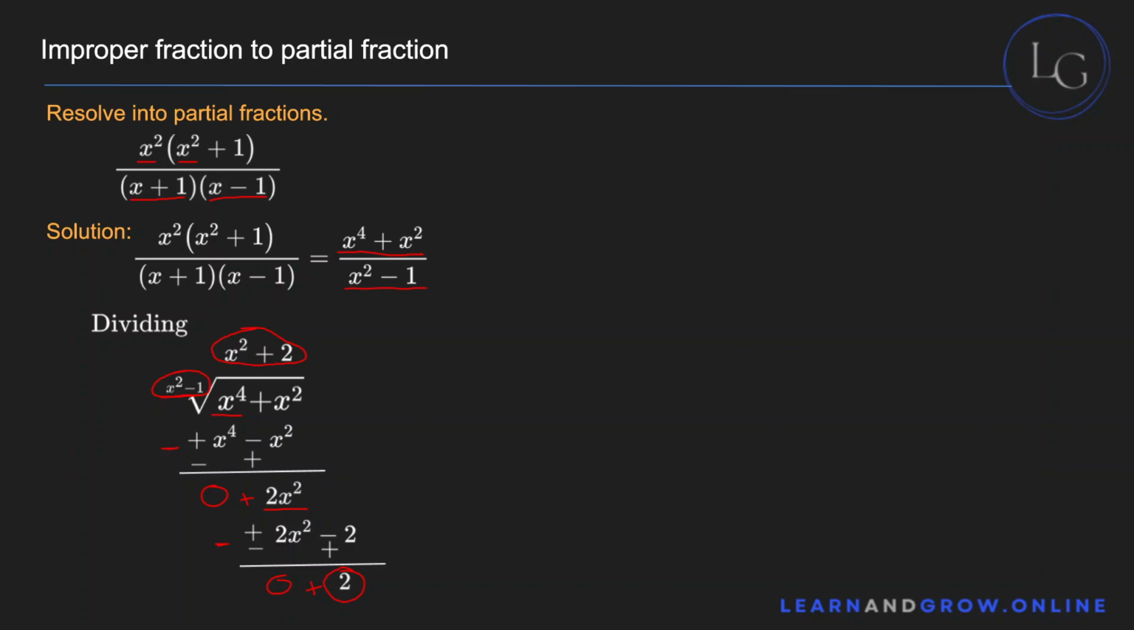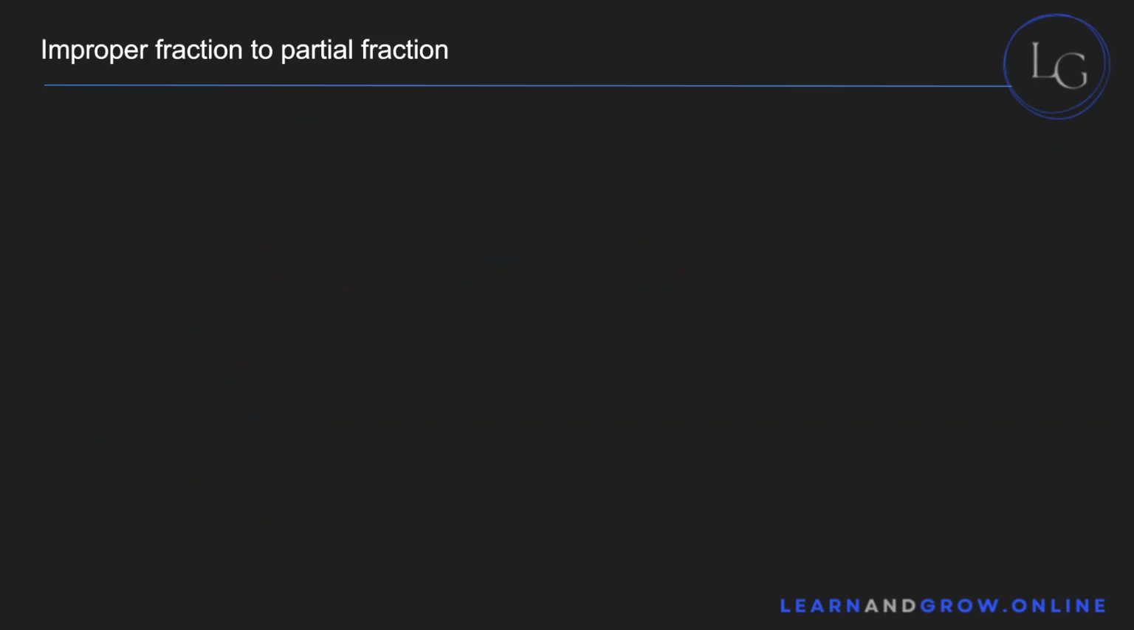So how will you express this in an equation form? Well, you see this term will be equal to the quotient, so x square plus 2, plus the remainder over the divisor. So 2 is the remainder and x square minus 1 is the divisor. So we get this equation. Now we need to resolve this proper fraction. Why is it a proper fraction? Because the degree in the numerator is 0 and the degree in the denominator is 2.